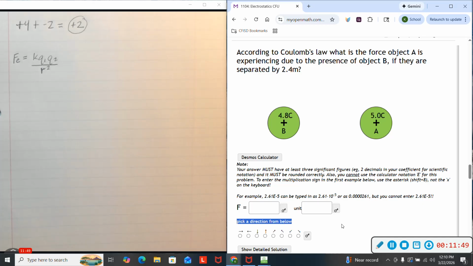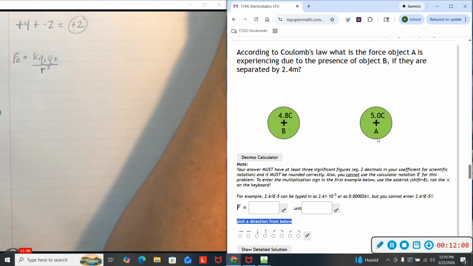To answer this question, all we need to remember is opposites attract and like charges repel. When I look at my diagram here, I am dealing with 2 like charges, and so these 2 like charges should repel one another. The question specifically is asking what the force object A is experiencing.